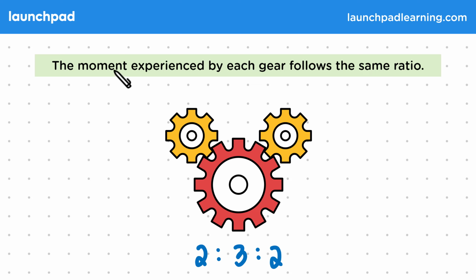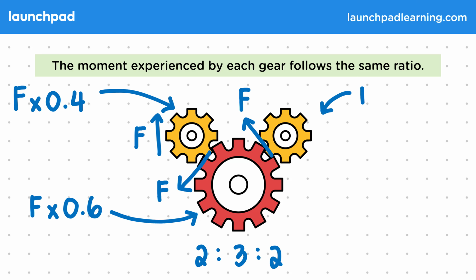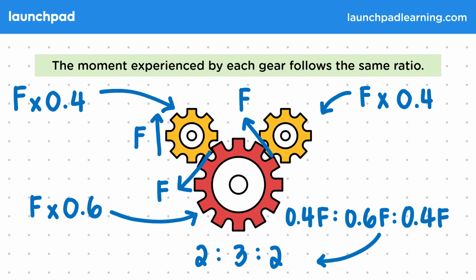Remember that moments are the turning effect from a force, and they're equal to the force multiplied by the perpendicular distance. Gears require an input force to start turning, and then there is the same reaction force at each contact point between the gears. For each gear, the perpendicular distance is equal to the radius, so if we multiply that by the force, we get the moment of the gear. The ratio of the moments is the same as the ratio of the radii, and this is because the force is the same for each calculation. So the ratio can just simplify to the ratio of radii.